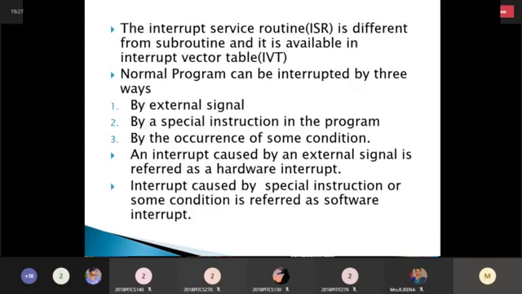So the interrupt service routine, that is our ISR, is different from a subroutine, and it is available in the interrupt vector table, that is our IVT. A normal program can be interrupted in three ways. One is by an external signal, another is by a special instruction in the program, and another is by the occurrence of some condition. An interrupt caused by an external signal is referred to as a hardware interrupt, and an interrupt caused by special instructions or some condition is referred to as a software interrupt.